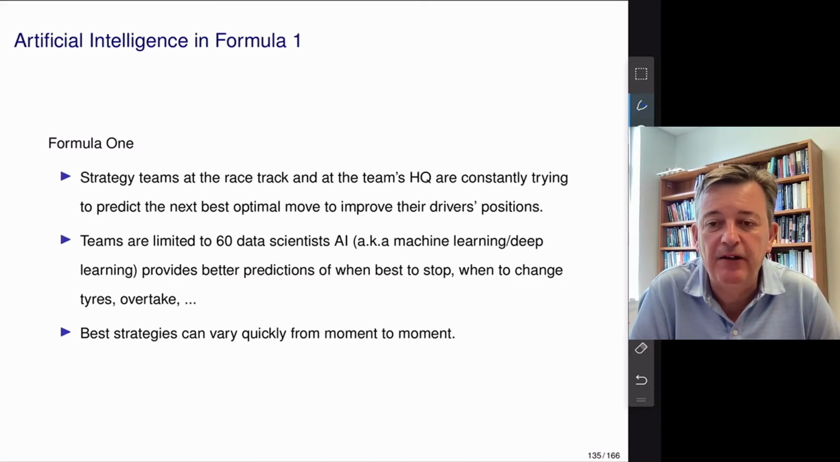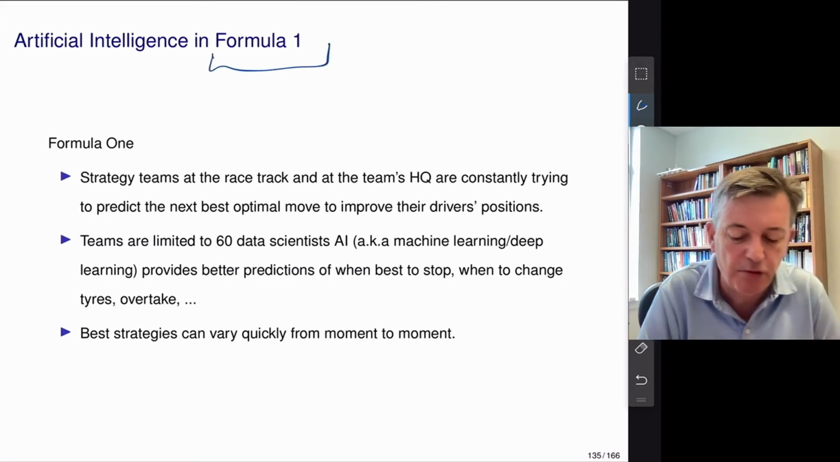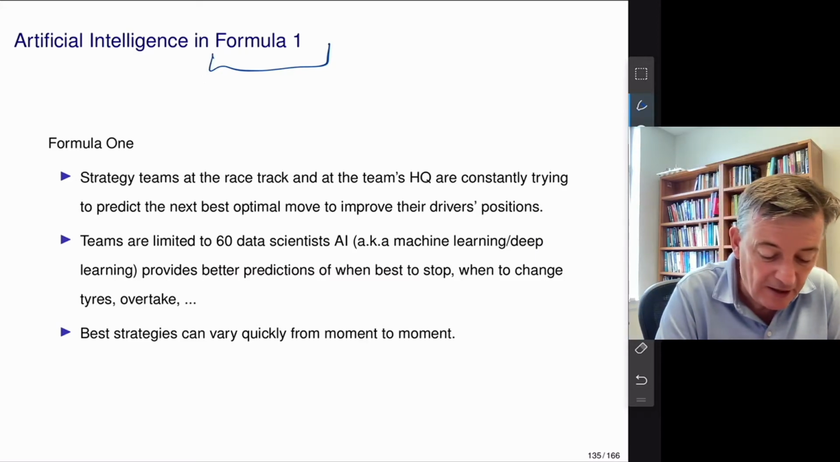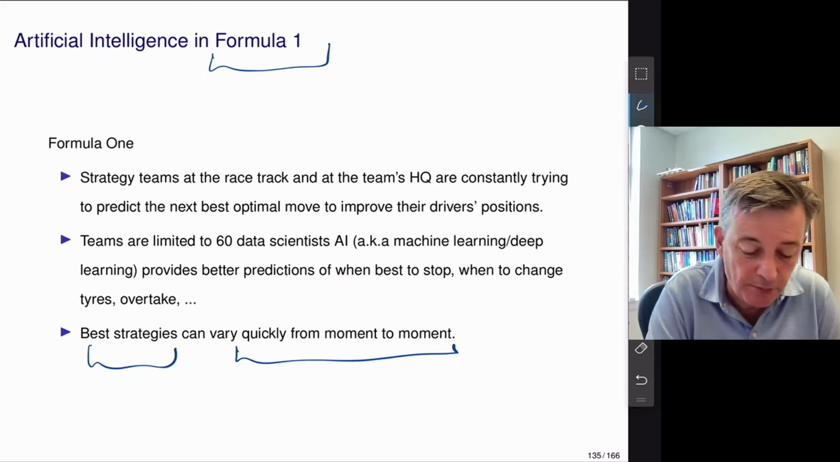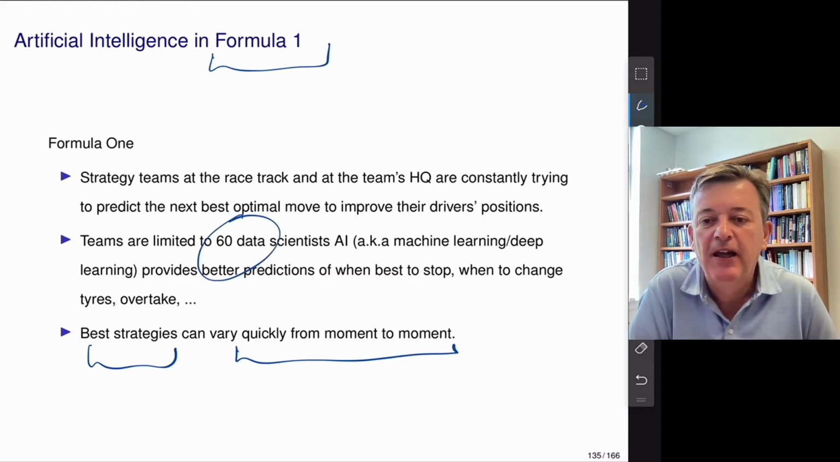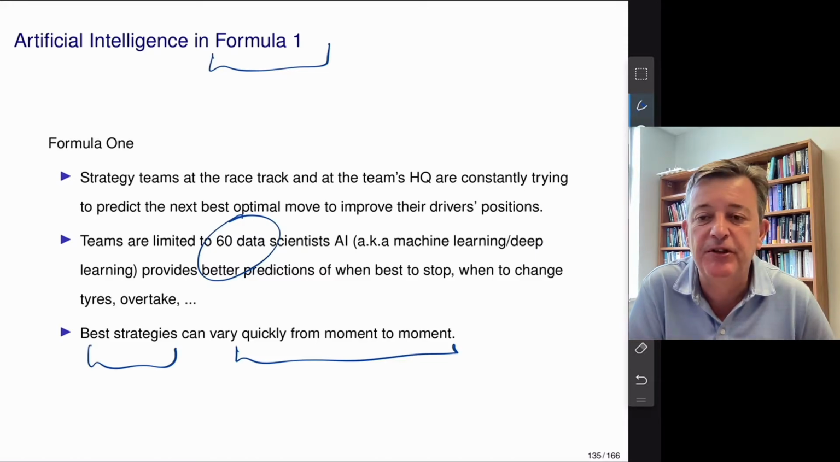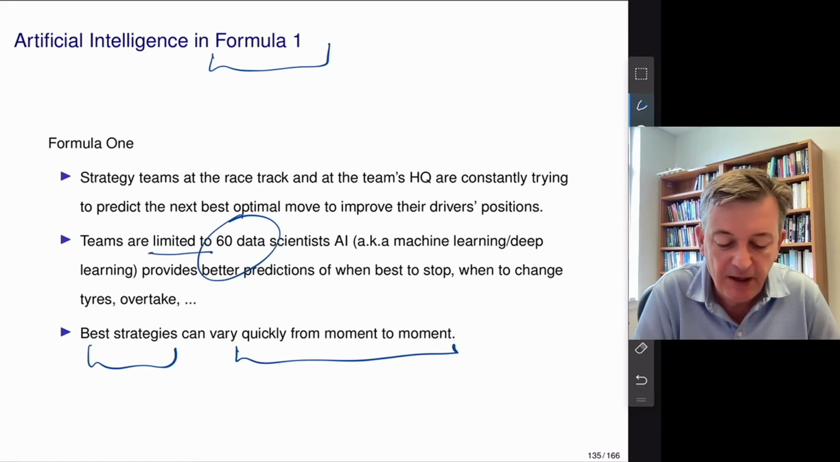Okay, another sport that's really been changed by data science, where artificial intelligence came in and totally changed the way things were done, is Formula One. And now all strategies and the way these teams are run is like an incredible science. Everything is done in real time. Optimum strategies can vary very quickly from moment to moment. Formula One realized that having a whole bunch of data scientists instantaneously giving feedback to drivers like Lewis Hamilton was a huge advantage. So now teams are limited to 60 data scientists at a time.